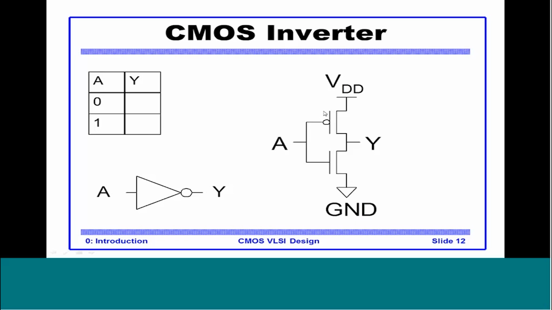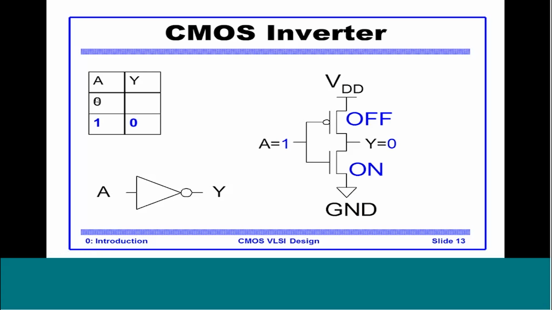This PMOS device is also called the pull-up device, since it is connected to VDD and it pulls A to VDD in a particular case. Similarly, this NMOS device is called a pull-down device, since it connects A to ground in one of the conditions. Now let's look at the truth table. What happens when A is 0 or what happens when A is 1?